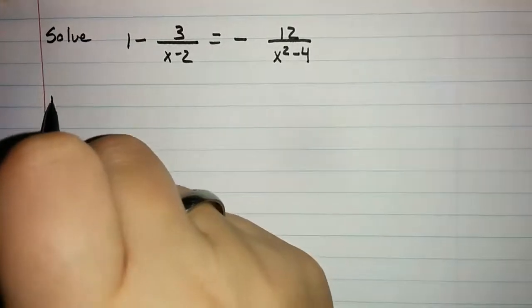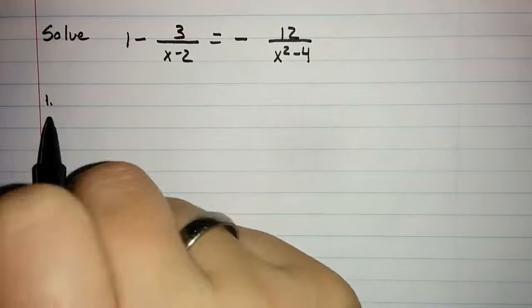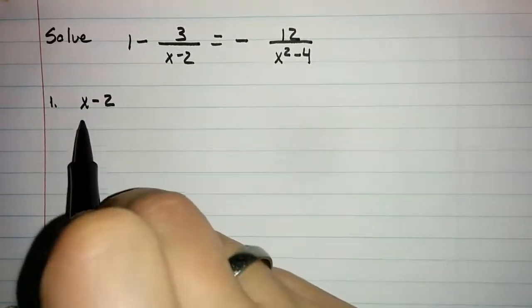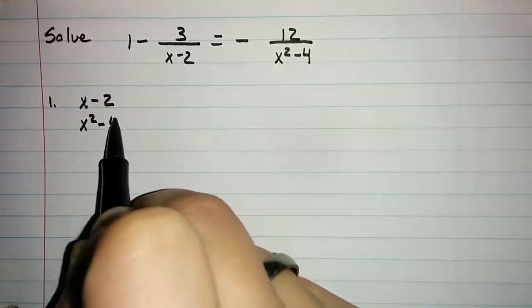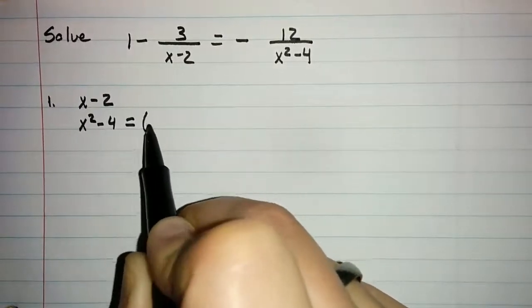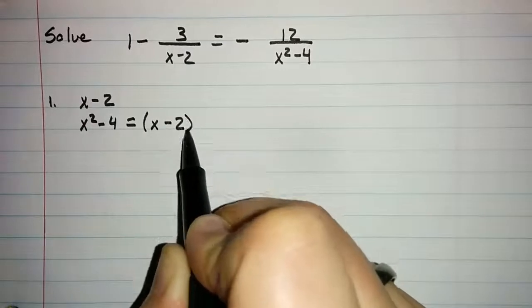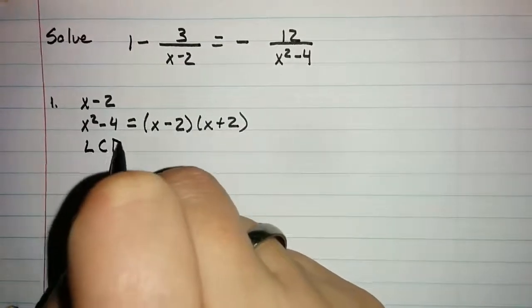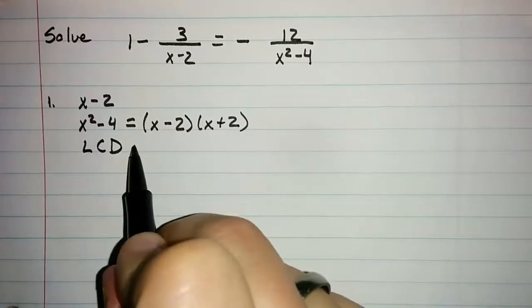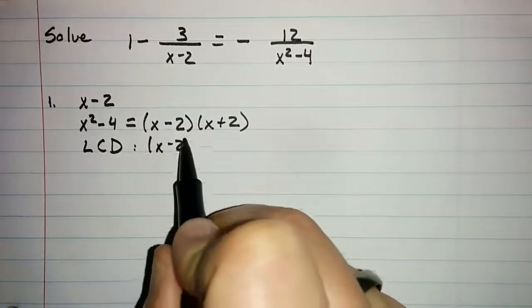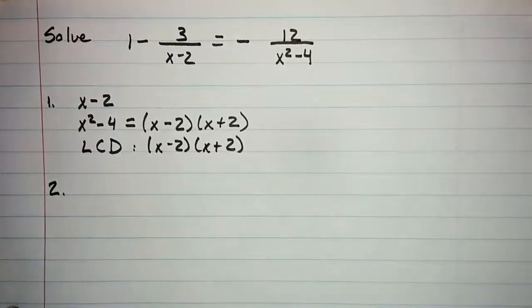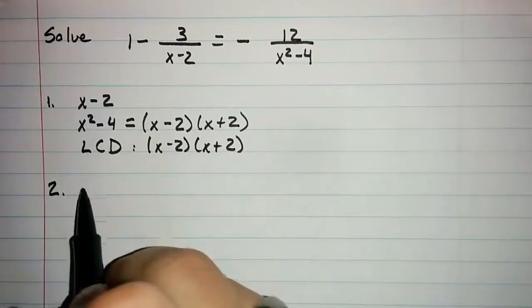All right, first we need to find the LCD. Well, x minus 2 is prime. X squared minus 4 factors as a difference of squares, x minus 2 times x plus 2. So my LCD, it's pretty easy to see, is going to be x minus 2 times x plus 2. Because this is an equation, I'm allowed to multiply both sides by my LCD.